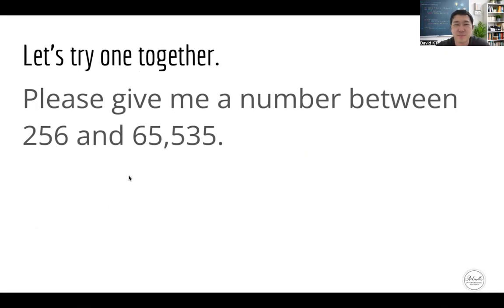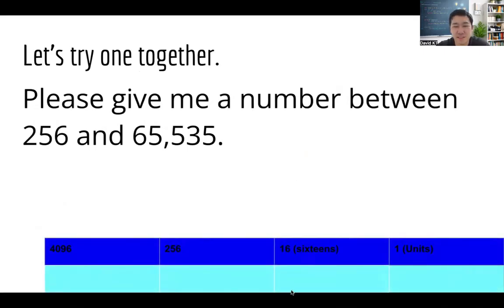Let's try one together. So give me a big number. Well, since no one's here, I'll give myself a random number. 32,199. So obviously it's divisible by 4096. So let's try it. 32,199 divided by 4096. We get 7 with a remainder of, give me 1 second to calculate 4096 times 7. With a remainder of 3,527.